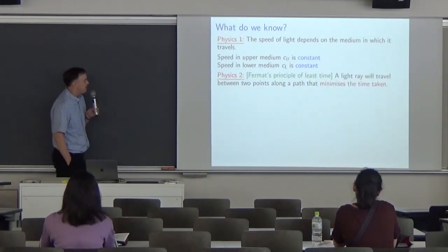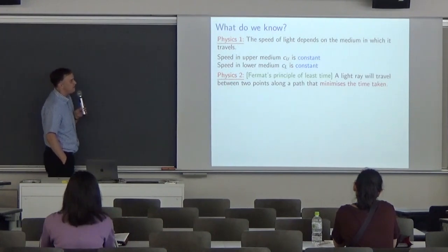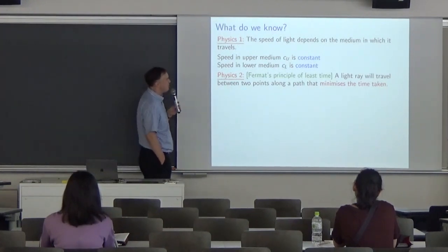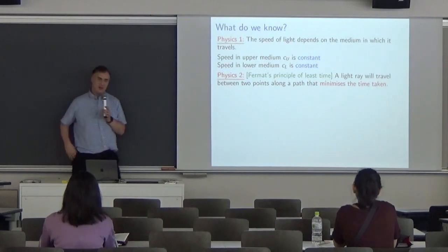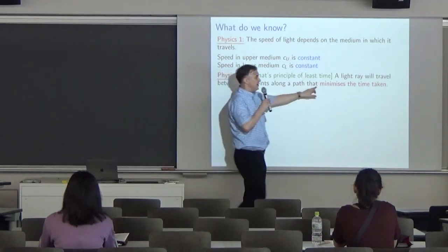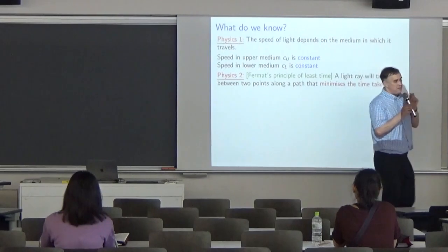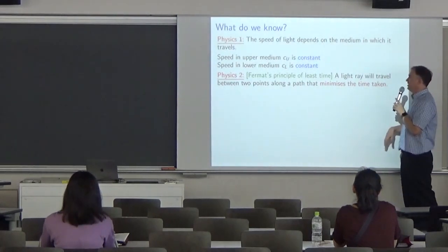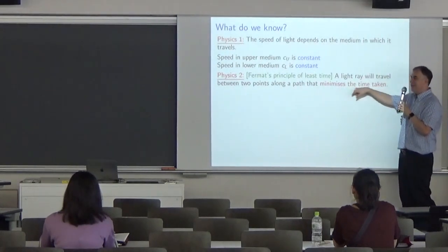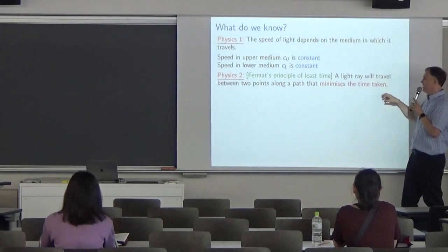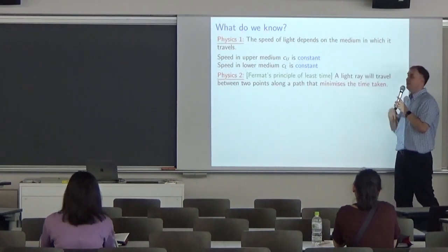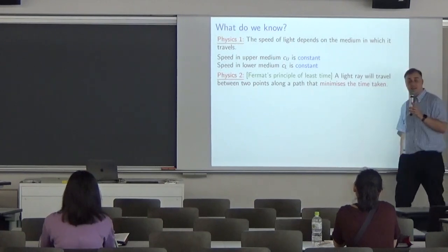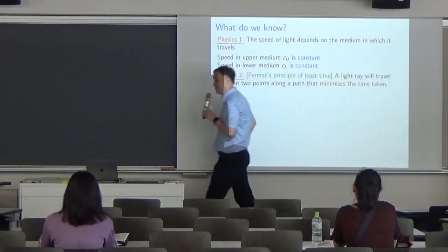The second point we'll take from physics is Fermat's principle of least time, that a light ray will travel between 2 points along a path that minimizes the time taken. And that's the important phrase here for calculus, minimizes. Because if we can write down a function for the time taken of the light ray, then looking where that function is minimized, where it has a zero derivative, we'll basically pick out the value of x. So that's the process we're going to be doing.